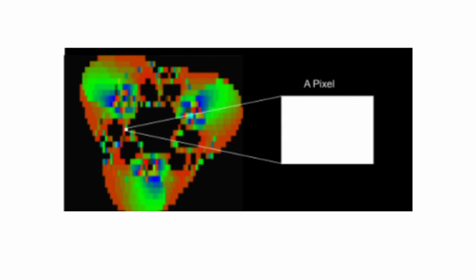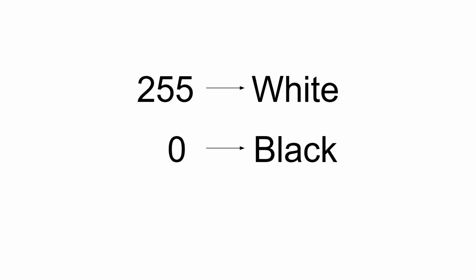Now comes the artistic part, coloring. Each pixel's color depends on how quickly z escaped. Let us use 255 to be white and 0 to be black. In essence, if z escapes quickly, it gets a warmer color: red, orange, or yellow. If it takes longer, cooler colors like blue or purple. Pixels that never escape remain dark, adding contrast to the fractal structure. The color choices help make the fractal visually striking.